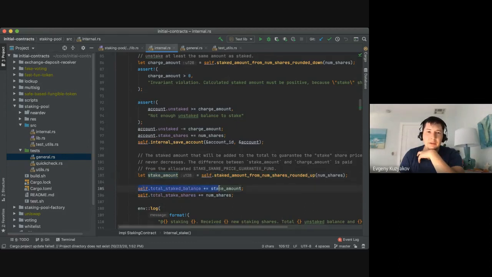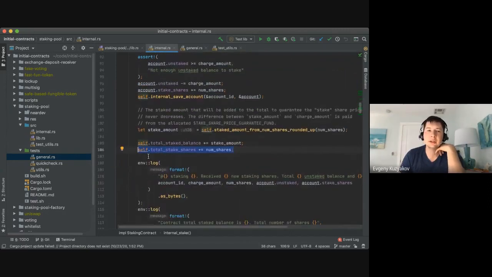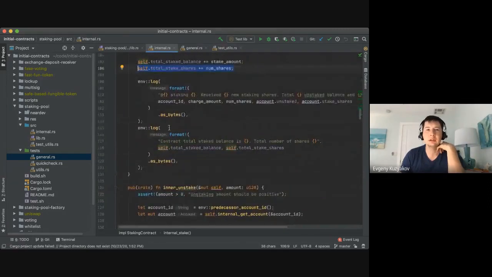And this is the amount of total stake balance and number of shares increase. So we minted new shares. Finally, we put a log and return.